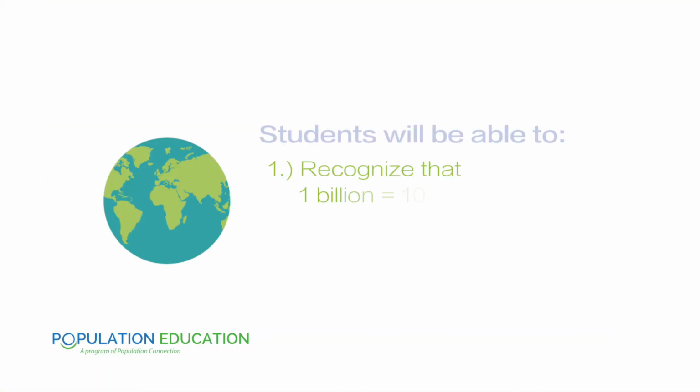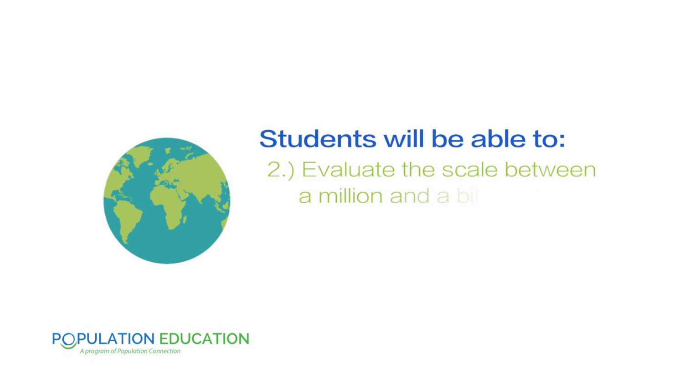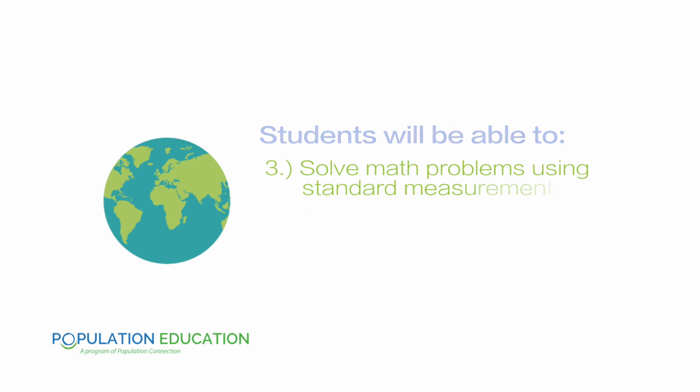Here are the different objectives for millions and billions. First, recognizing that 1 billion equals 1,000 times a million, and that a million is 1,000 times 1,000. Second, evaluating the difference in scale between a million and a billion. And finally, solving math problems using standard measurement conversions and base 10 operations. Let's get started.